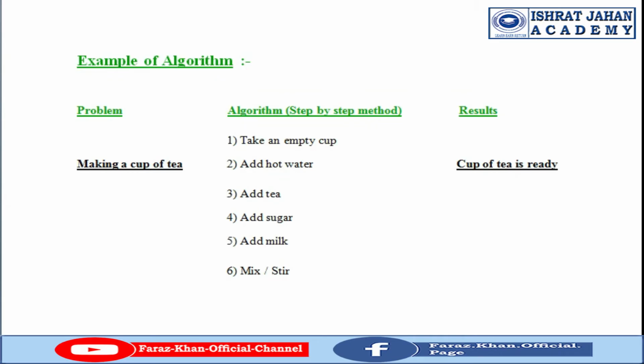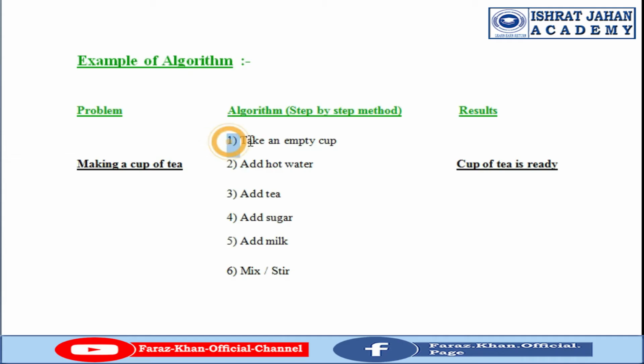So here is a basic example of algorithm for beginner. Now suppose we have a problem. We want to make a cup of tea. Algorithm, step, methods, and the result. So if I ask you to make a cup of tea, here we have a given problem, making a cup of tea. What should be the steps?